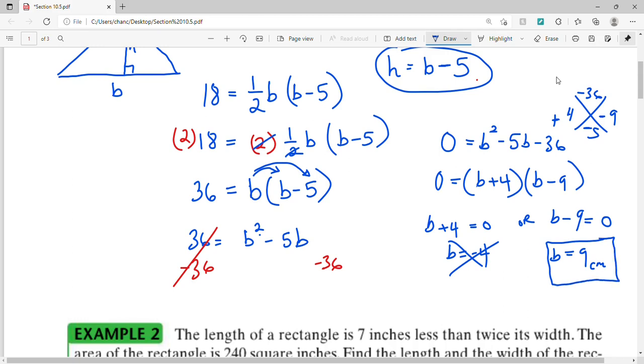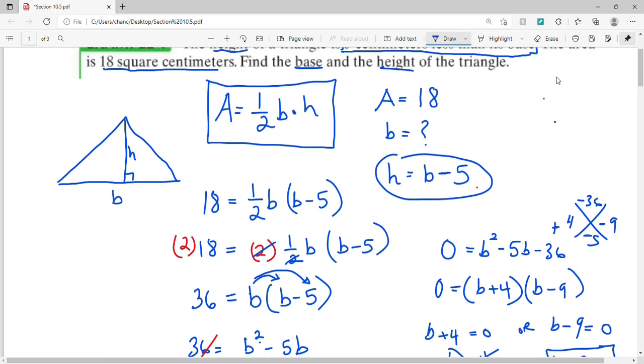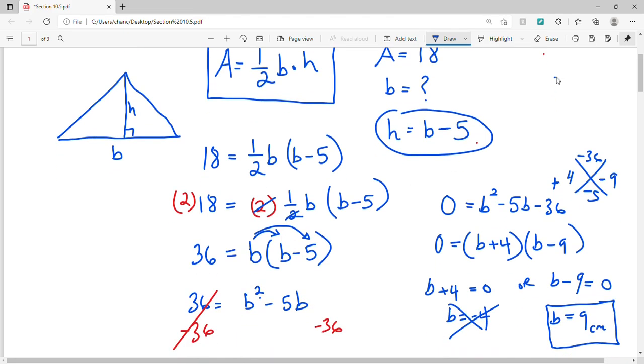But we're not done yet. We still have to solve for the height. To solve for the height, we need to go back and look at this equation here. We know b minus 5 is the height, but I know the base is 9 centimeters. So we can just substitute the 9 into this equation. So we have h equals 9 minus 5. So the height is going to give us 4 centimeters.